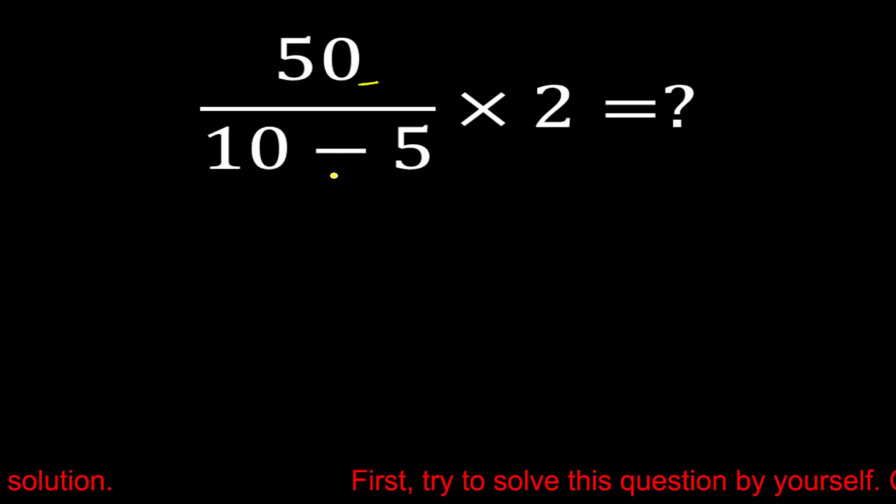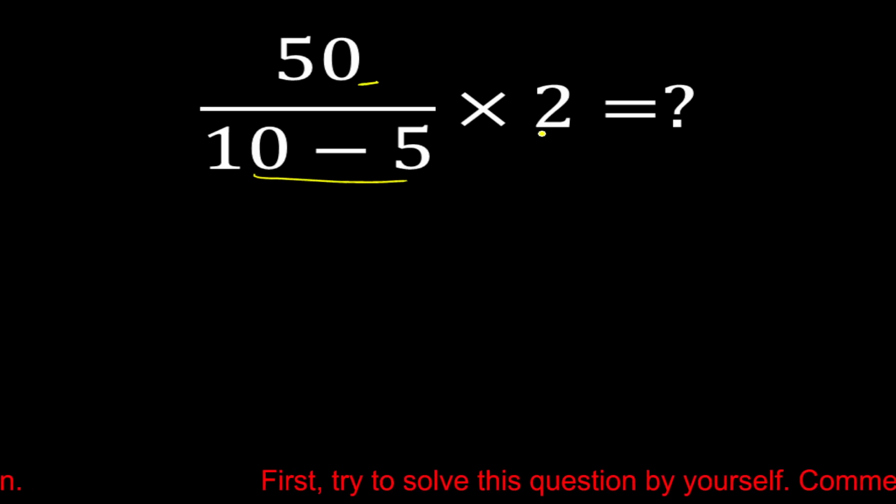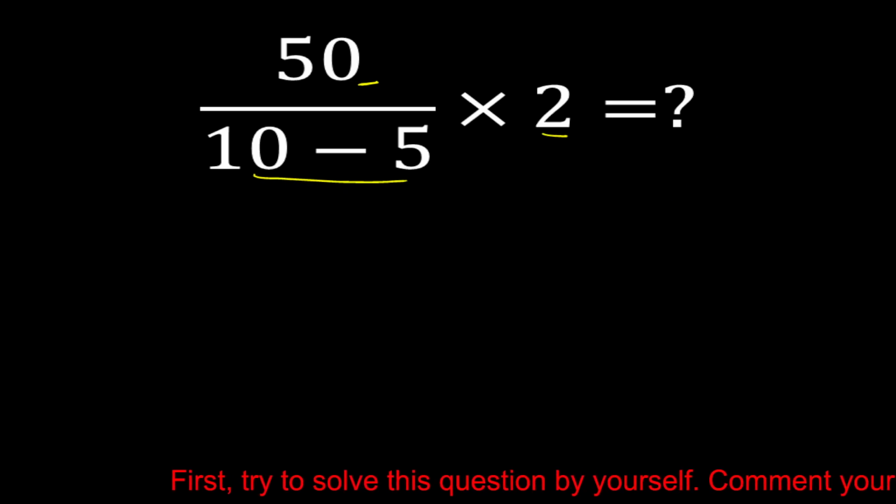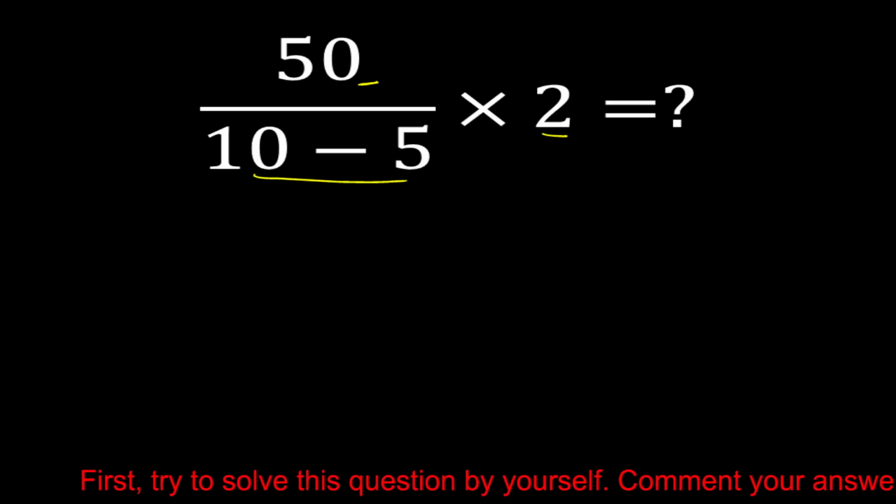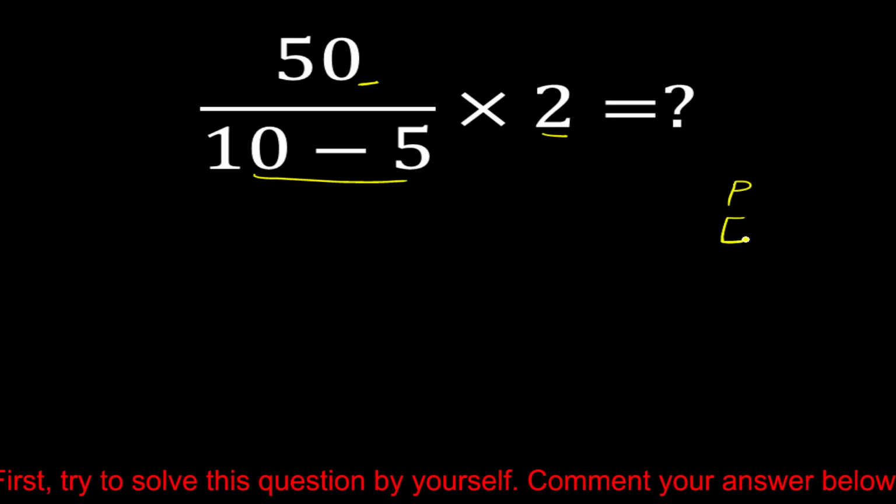So 50 divide 10 minus 5 multiply 2. Okay, so now let's solve this problem by using the PEMDAS rule.